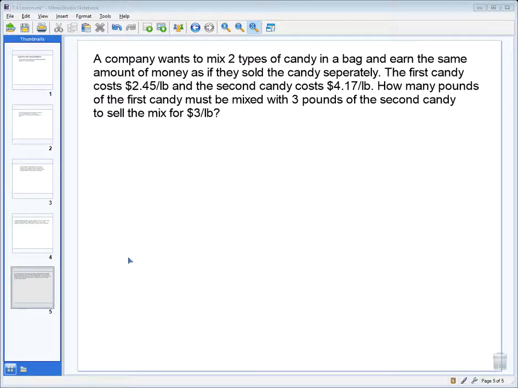All right, today we'll be working with story problems that have systems of equations. I'll be showing you a couple of examples of how to set up these problems.